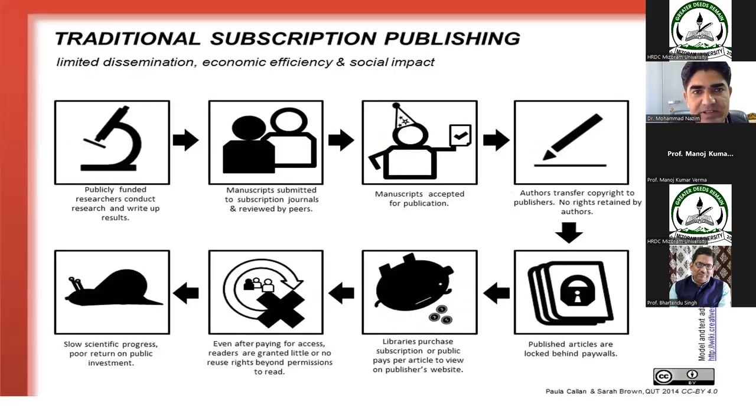Now come to the traditional model of scholarly communication, what we call the subscription model, where the process starts from publicly funded research: conduct research and write up results. Most of the research in the field of science and technology is funded by the government and different funding bodies. It is not necessary that all research is funded. Some research may be funded, some may not be.